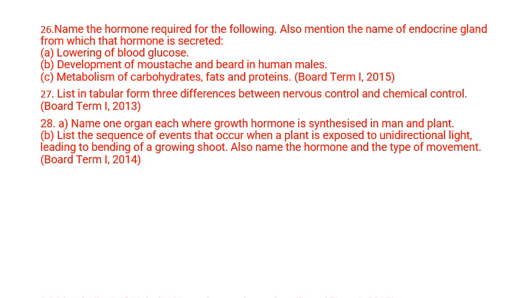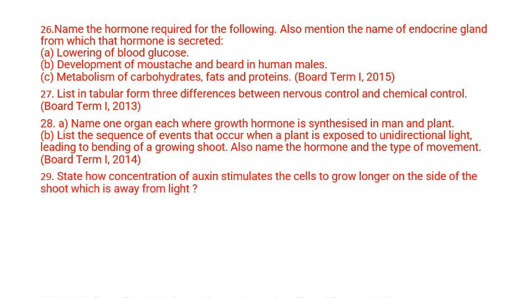And the next question is, name one organ each where growth hormone is synthesized in man and plant. List the sequence of events that occur when a plant is exposed to unidirectional light leading to bending of the shoot. Also name the hormone and the type of the movement. Okay. The next question is, state how concentration of auxin stimulates the cells to grow longer on the side of the shoot which is away from light.